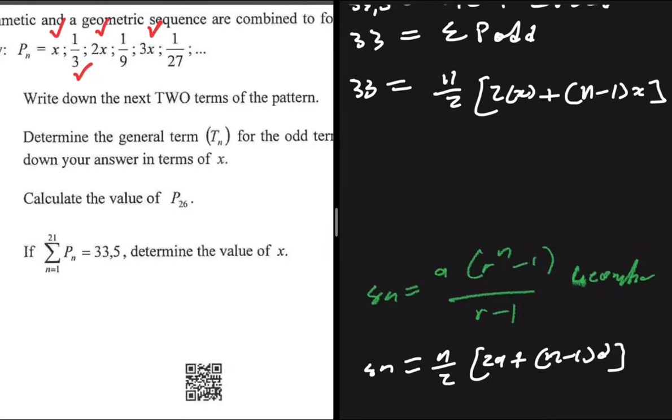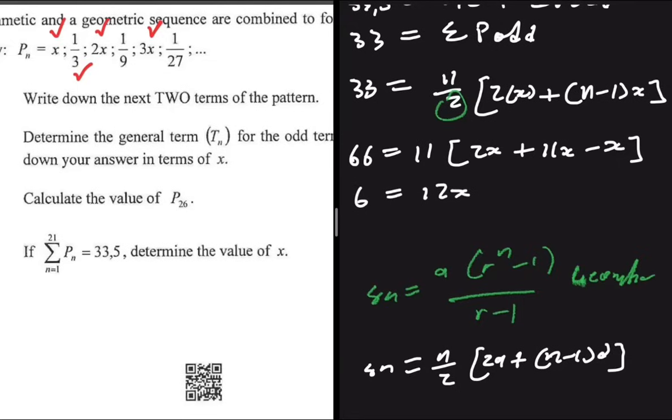So let's multiply by 2 so that we can get rid of that denominator. If we do that, we're going to have 66 being equal to 11 multiplied by 2x plus 11x minus x, right? If we divide both sides by 11, we're going to get 6 being equal to 12x. So x is equal to 1 divided by 2.